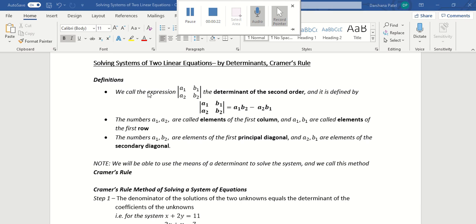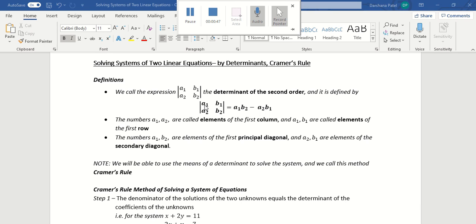We call the expression a1, b1, a2, b2 the determinant of second order, and in order for us to solve that, we multiply entries in the principal diagonal. So that's a1 times b2, subtract, always subtract, a2 times b1. So the determinant of this is a1 times b2 minus a2 times b1.